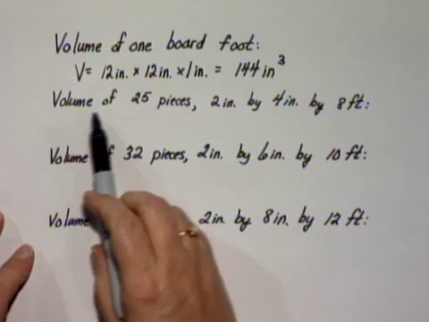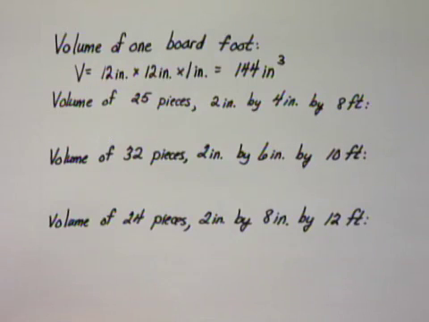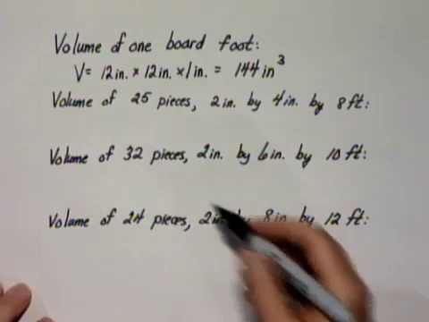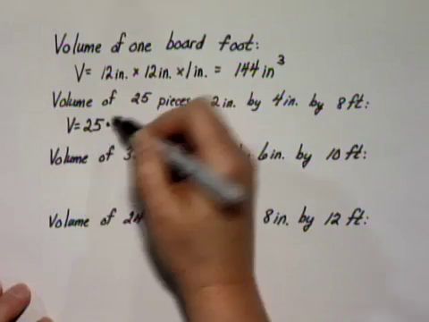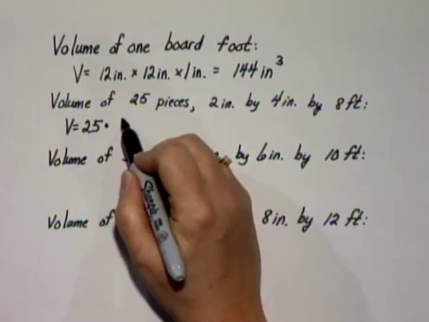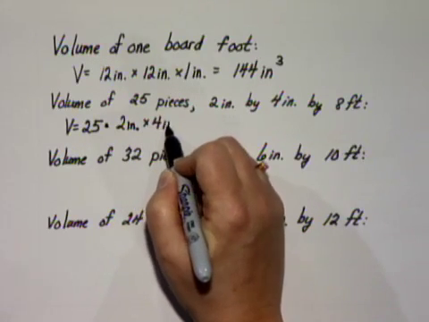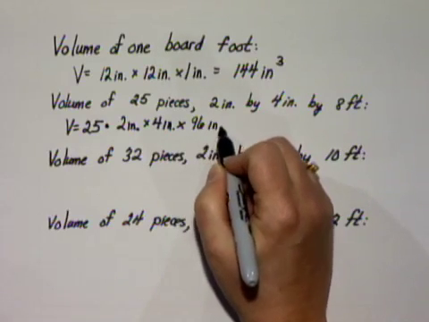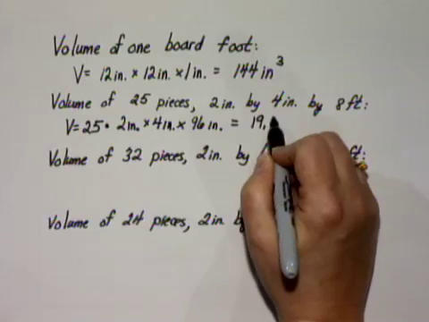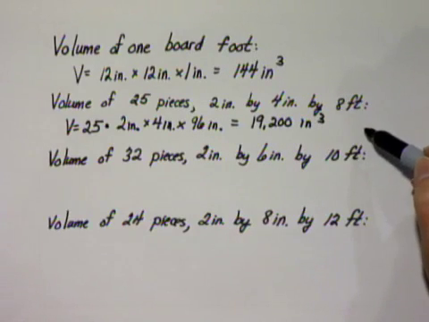Now let's find the volume of 25 pieces of 2 inch by 4 inch by 8 foot lumber. Now we want everything in cubic inches, so we're going to have to convert our feet to inches. So we have 25 pieces, that's 25 times length times width times height. We have 2 inches times 4 inches times 8 feet, which is 96 inches, which gives us 19,200 cubic inches in this part of the order.